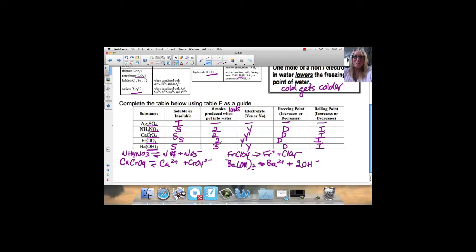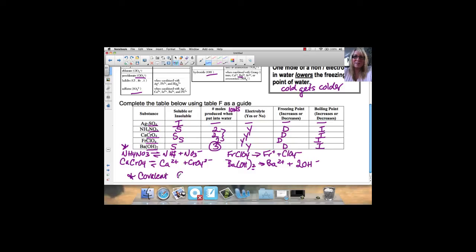So when we look at this, remember the more ions that you have, or the more pieces, the greater the effect on the freezing and boiling point. So the barium hydroxide in this case would have the greatest effect on the freezing and boiling point. It would lower the freezing point and raise the boiling point more than these others, because these all have 2.